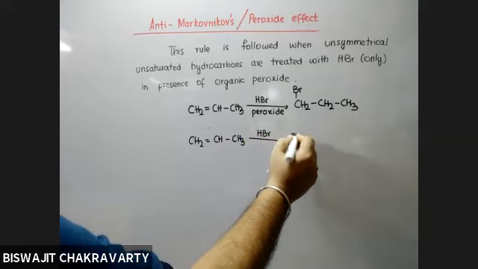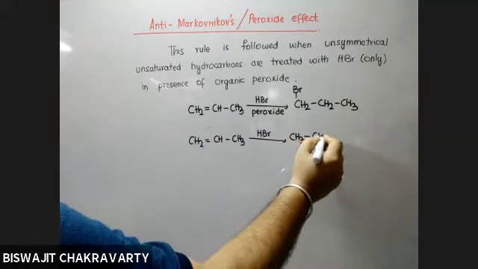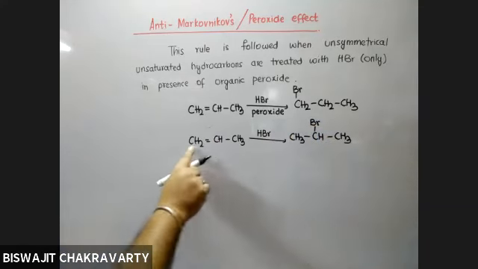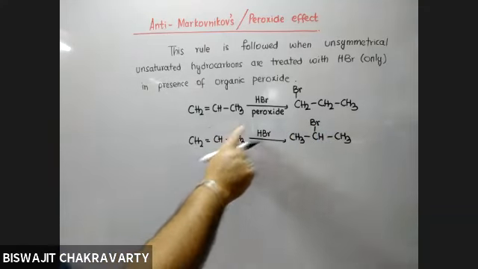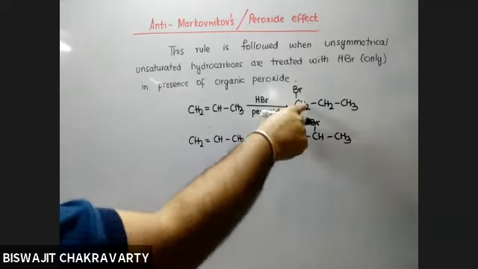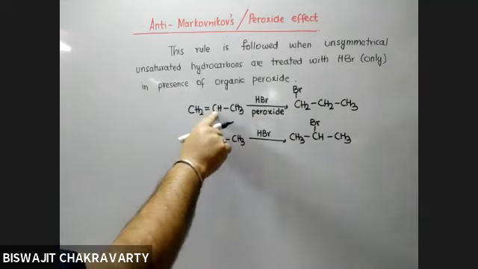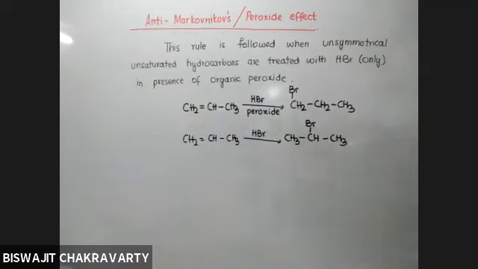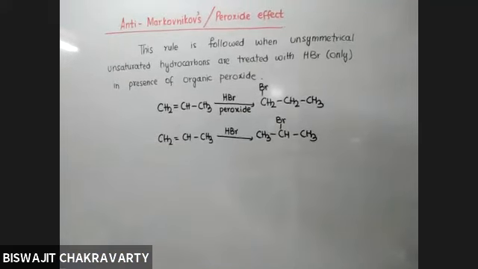If only HBr would have been there, it would have followed Markovnikov's rule. And H will come here, Br will come here. But if peroxide is given, it will just be reversed. Br will go to the corner and H will come at the middle. Clear? Understood or not?